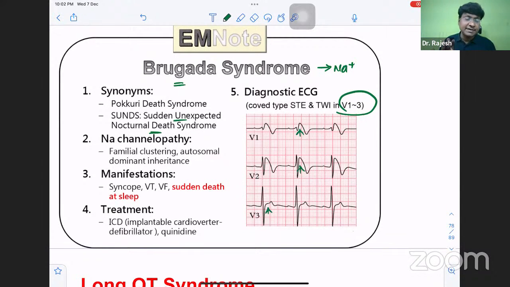These patients will have a family history of sudden cardiac death. The drug of choice will be sotalol, and the treatment of choice will be implantable cardioverter defibrillator. That is about Brugada syndrome, where the individual will have a structurally normal heart and sudden cardiac death can occur. The diagnosis is mainly by ECG.